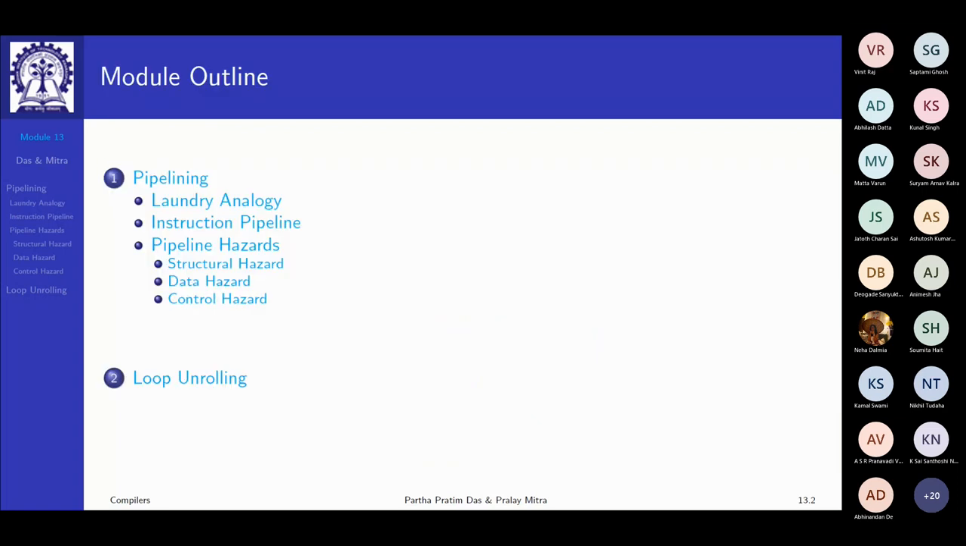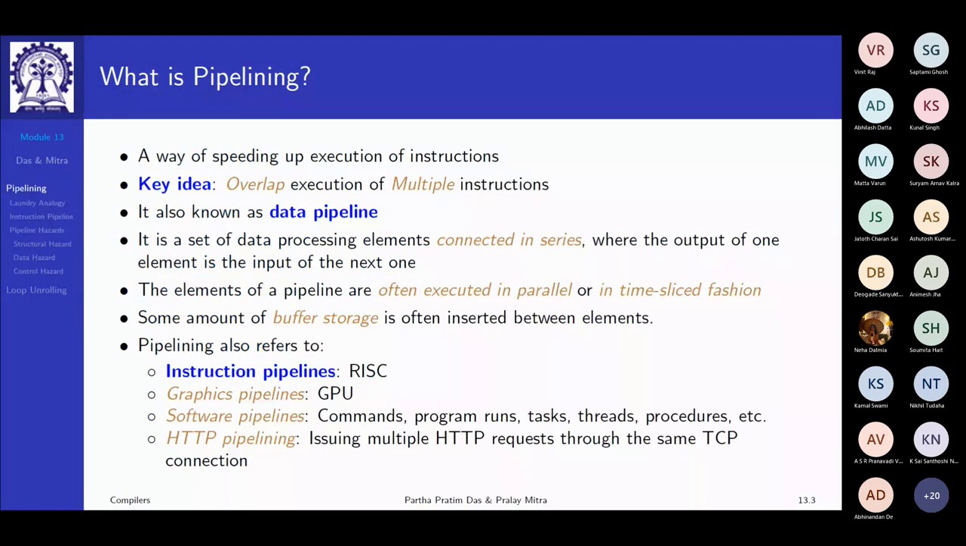Since we are doing it in the architecture course already, I will do just a quick round and try to highlight issues which need to be handled by the compiler for better optimization and in some cases for correctness actually. So as you know, pipelining is a way of speeding up execution of instructions where the key idea is to overlap execution of multiple instructions.